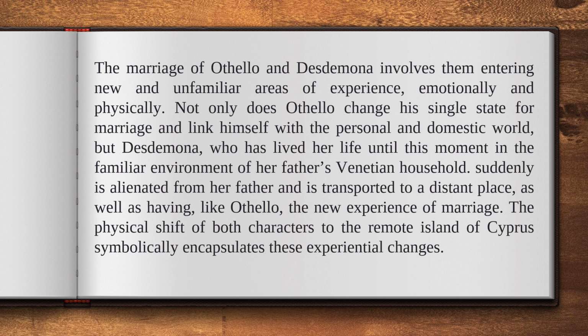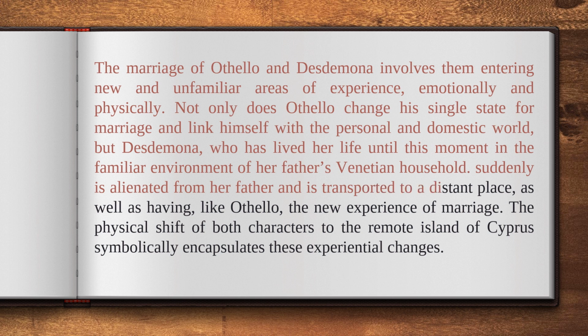The marriage of Othello and Desdemona involves them entering new and unfamiliar areas of experience, emotionally and physically. Not only does Othello change his single state for marriage and link himself with the personal and domestic world, but Desdemona, who has lived her life until this moment in the familiar environment of her father's Venetian household, suddenly is alienated from her father and is transported to a distant place, as well as having, like Othello, the new experience of marriage. The physical shift of both characters to the remote island of Cyprus symbolically encapsulates these experiential changes.